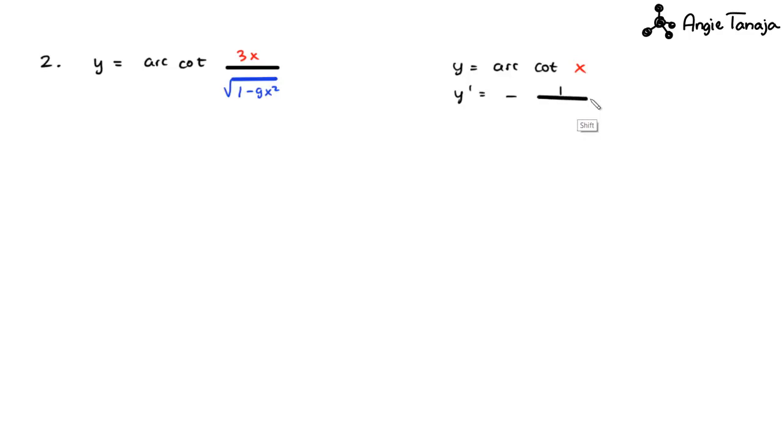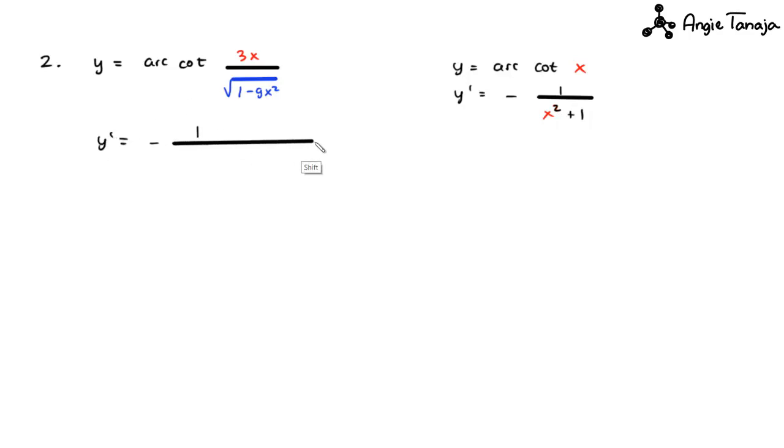Okay, let's take a look at number 2. Y equals arcus cot of 3x over 1 minus 9x squared. Okay, so if it is arcus cot x, then it will be just simply negative 1 over x squared plus 1. But this time it becomes more complicated.